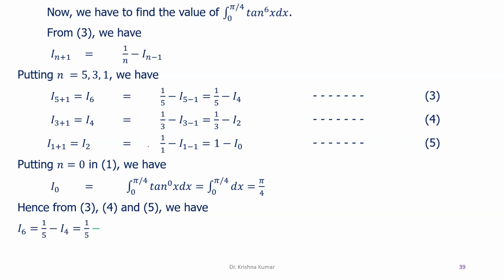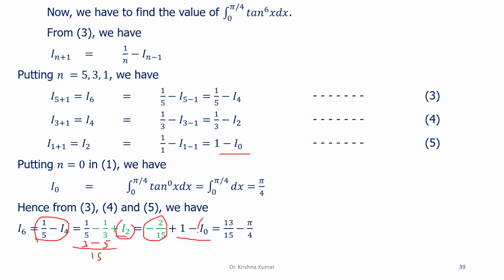I6 is equal to 1 by 5 minus I4, but I4 is equal to 1 by 3 minus I2. So if we put 1 by 3, so this is a minus sign, so it is minus 1 upon 3, and minus minus will become plus: 1 by 5 minus 1 by 3 plus I2. But 1 by 5 minus 1 by 3, what is its LCM? It is 15, and this is 3 minus 5, so its value is minus 2 upon 15, plus what is the value of I2? The value of I2 is nothing but 1 minus I0. And again, what is the value of I0? I0 is pi by 4.